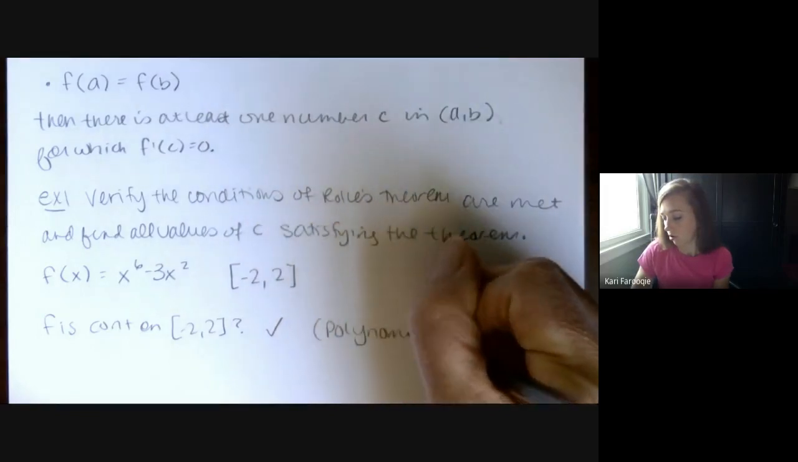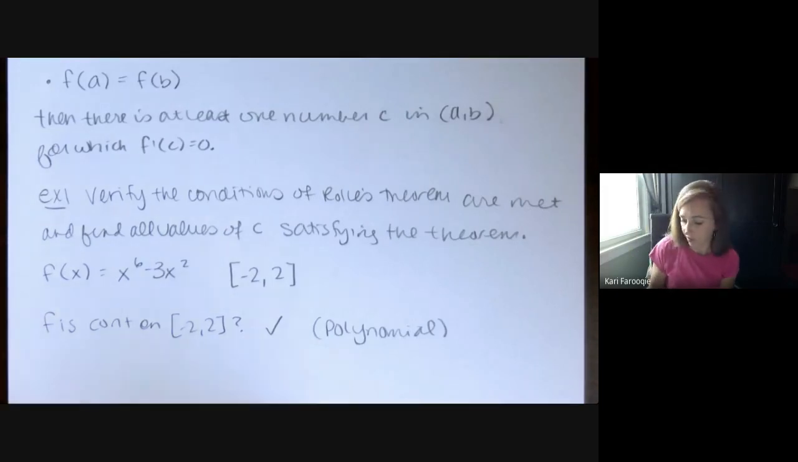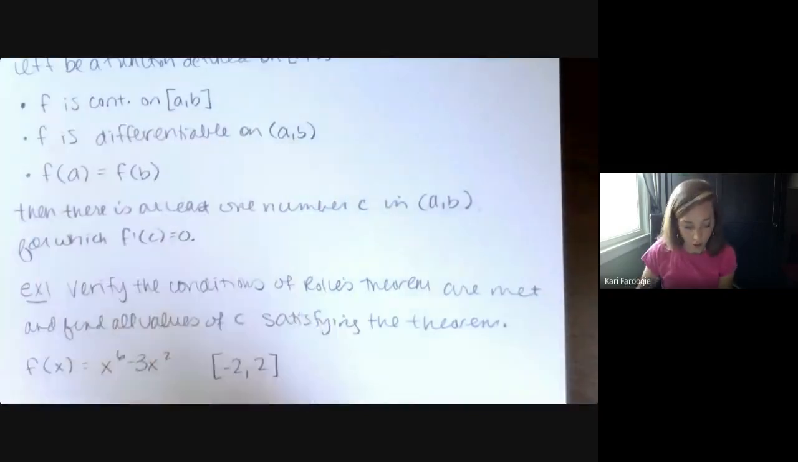We don't have to worry about any variables in the denominator that are causing us to have any sort of breaks in the graph, like a vertical asymptote creating some sort of discontinuity, or even a removable discontinuity. We don't have to worry about that in this case. You don't have any radicals that might be causing your expression to not exist for certain values. So this one's good. F is differentiable on the open interval.